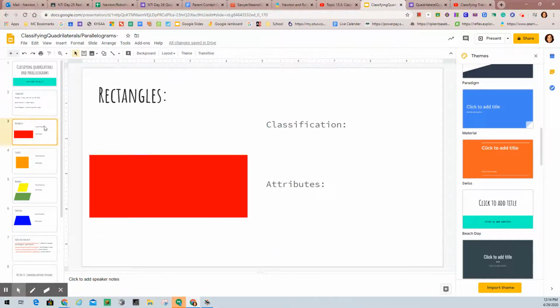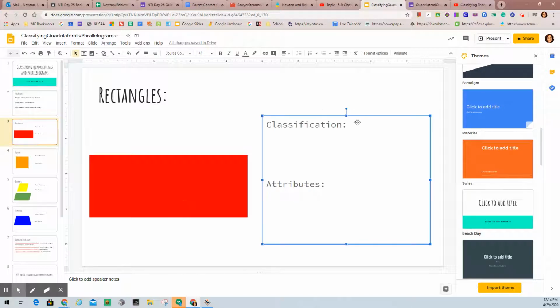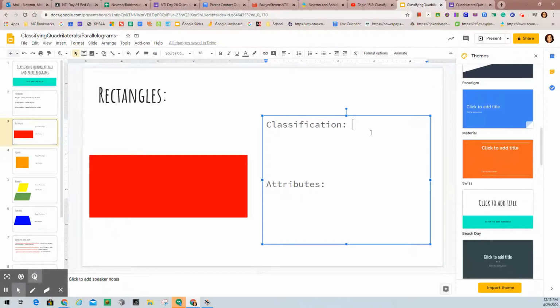Let's start with the rectangle. Here's a basic rectangle. Classification, meaning we're going to decide, is it a polygon? Is it a parallelogram? Is it a quadrilateral? So our classification on a rectangle, first off, you have to think, is it a quadrilateral? A quadrilateral meaning it has four sides. Does it have four sides? Well, we've got 1, 2, 3, 4. So I think it does qualify as a quadrilateral. I spelled that wrong. There we go.